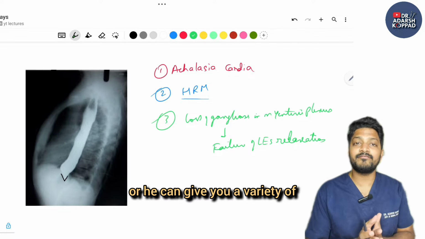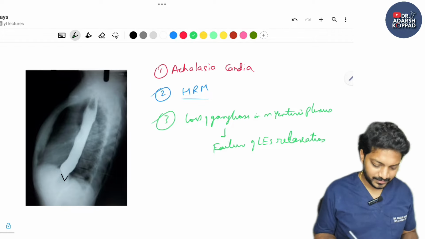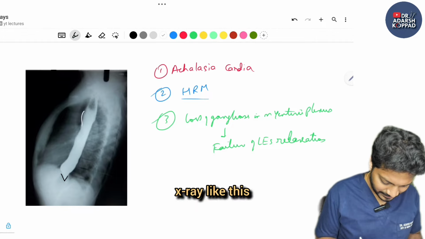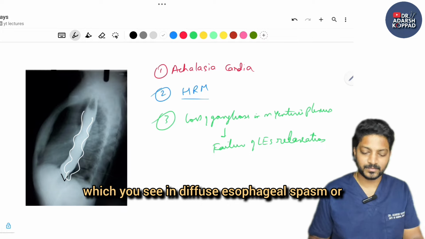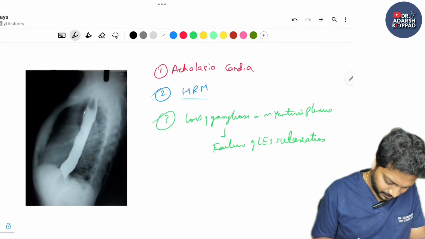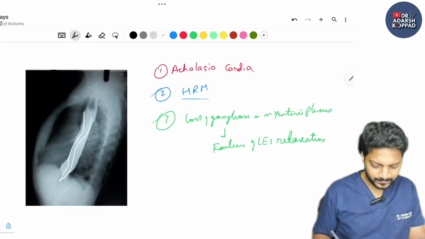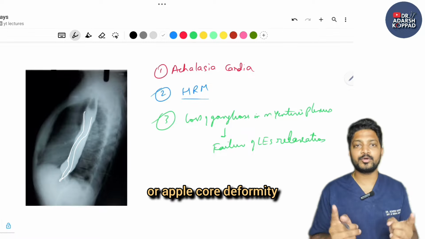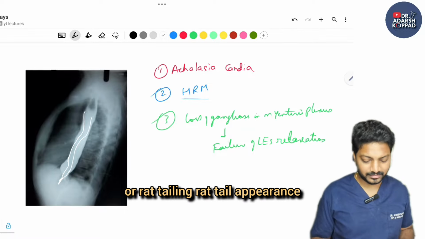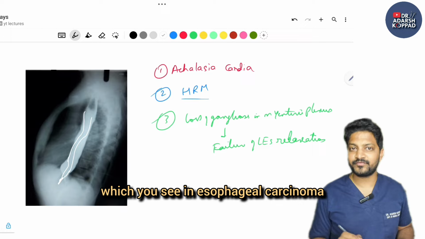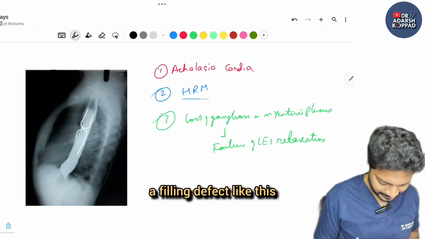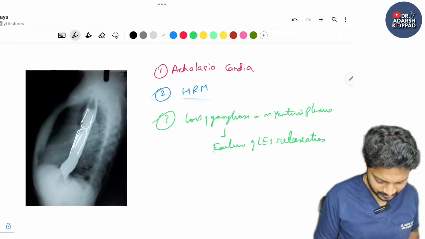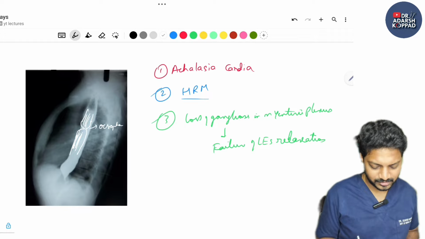Or he can give you a variety of barium swallows. For example, there is an X-ray like this, with a corkscrew appearance, which you see in diffuse esophageal spasm. Or another X-ray where the patient has irregular narrowing, apple core deformity or rat tail appearance, which you see in esophageal carcinoma. Or there's another X-ray where you can have a filling defect like this, which you see in esophageal web.